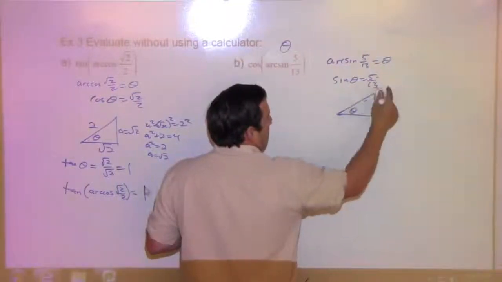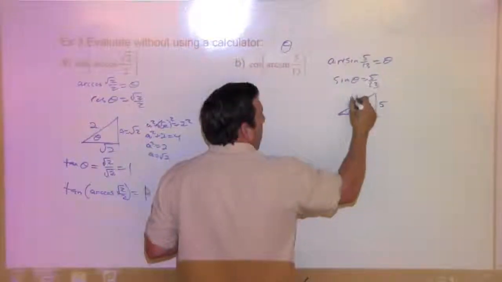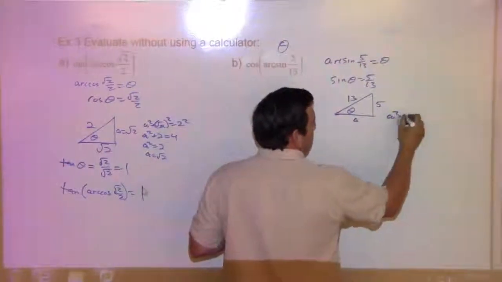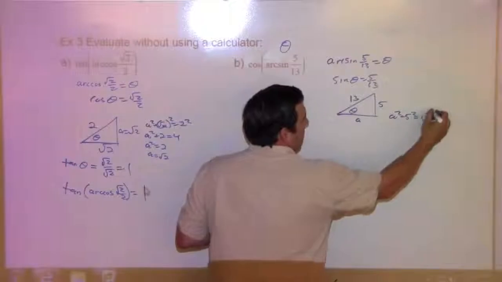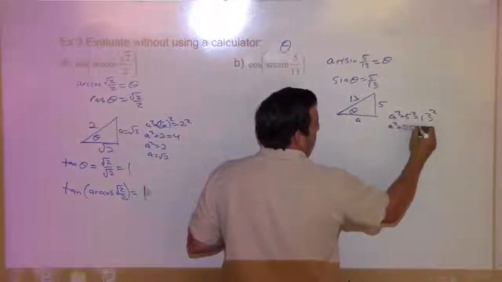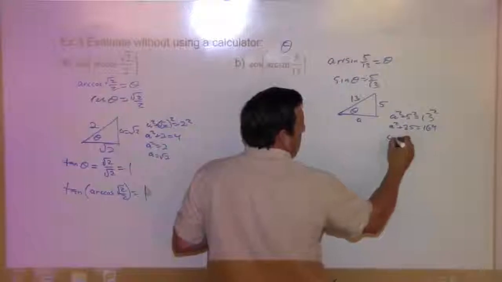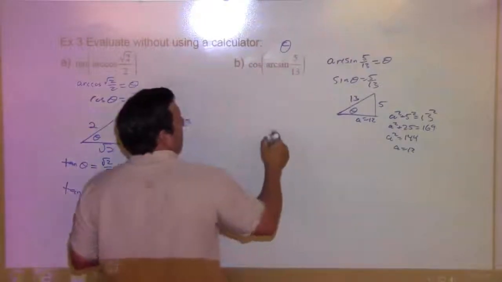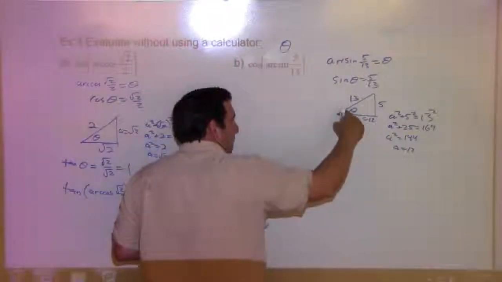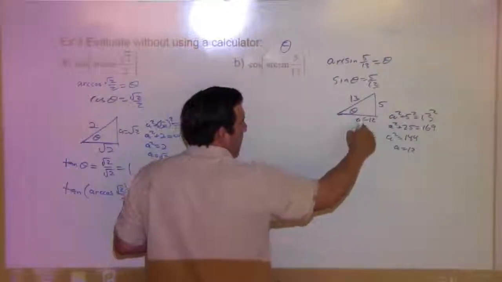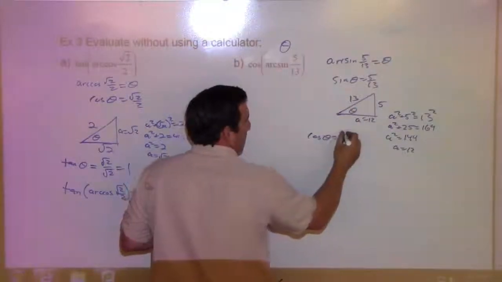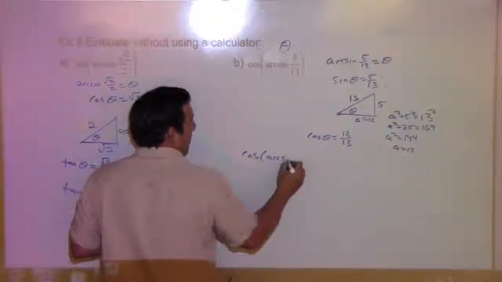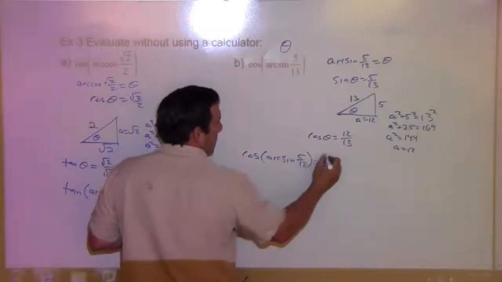Now, sine is opposite, which is 5, over hypotenuse. Pythagorean theorem gets us the last side. Call this A. A squared plus 5 squared equals 13 squared. So A squared plus 25 equals 169. So A squared equals 144, and A must be 12. So this is 12 here. So the cosine of theta is adjacent over hypotenuse. So that cosine of arc sine of 5/13 is 12 over 13.